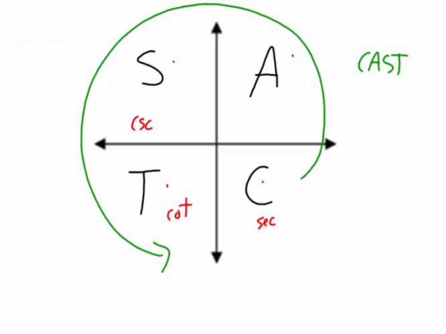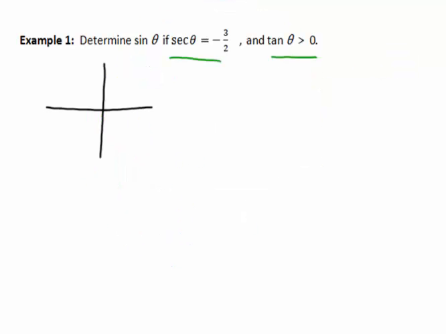If we need to, we'll flip back to our CAST rule. Where is secant negative and tangent positive? Well, it's pretty easy to see here that we would be down in quadrant 3. Our terminal arm would put us in quadrant 3. That's where secant is negative and tangent is positive.